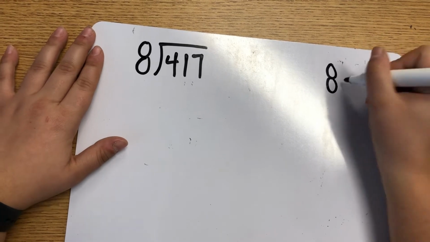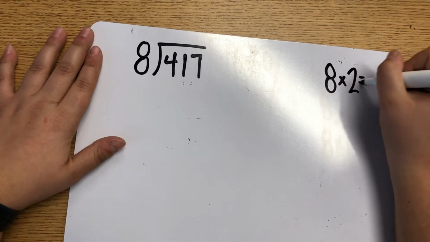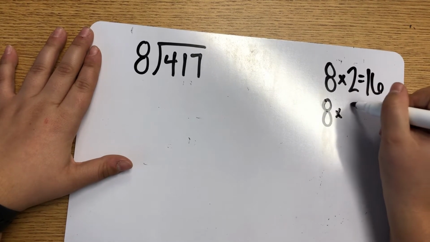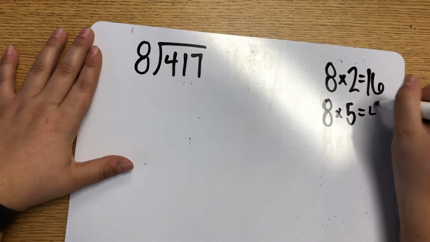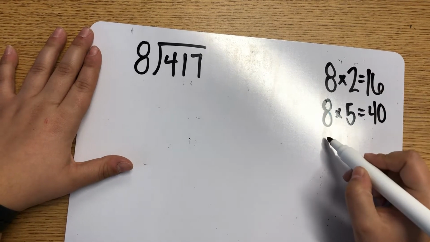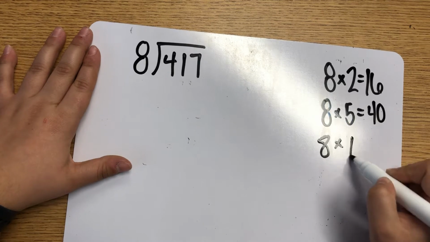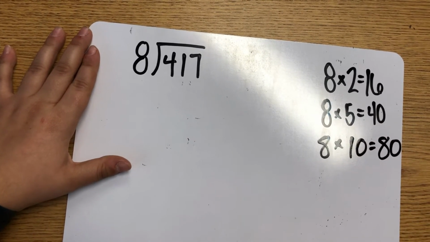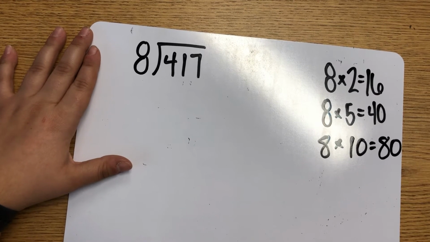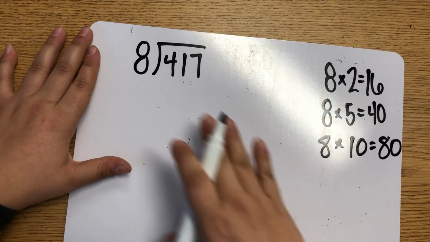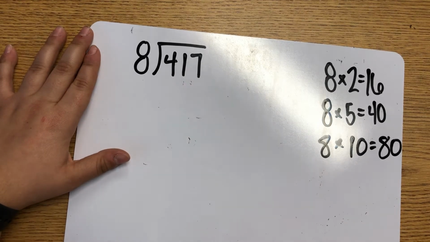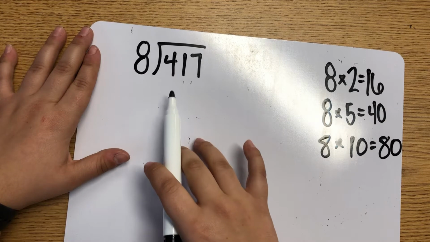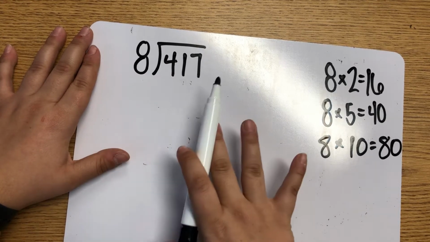8 times 2 equals 16. 8 times 5 equals 40. We'll do 8 times 10 equals 80. Just some quick facts that I should already know or that I can figure out really quickly in order to help me with this problem. So I do know, though, that I'm trying to get as close to the number 417 as I possibly can.